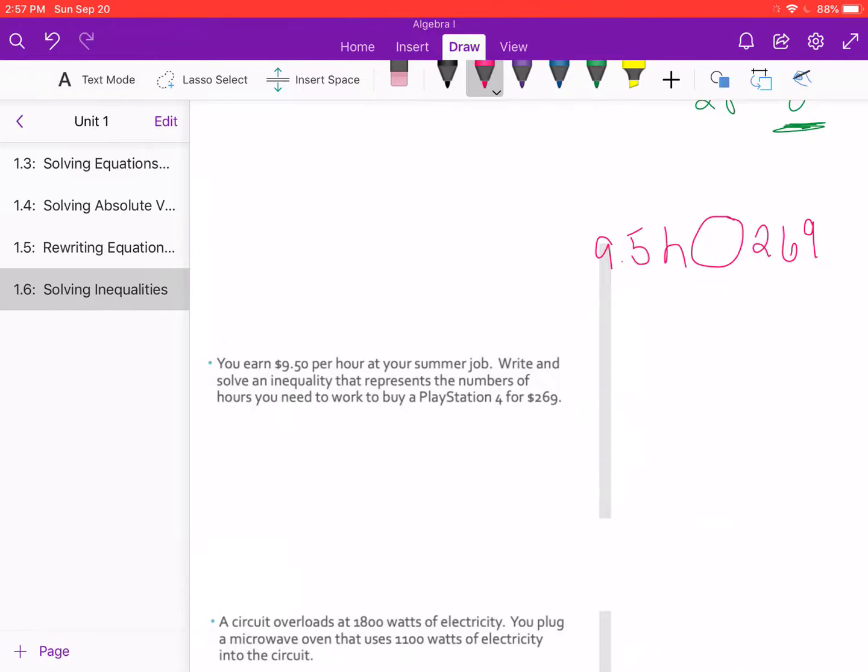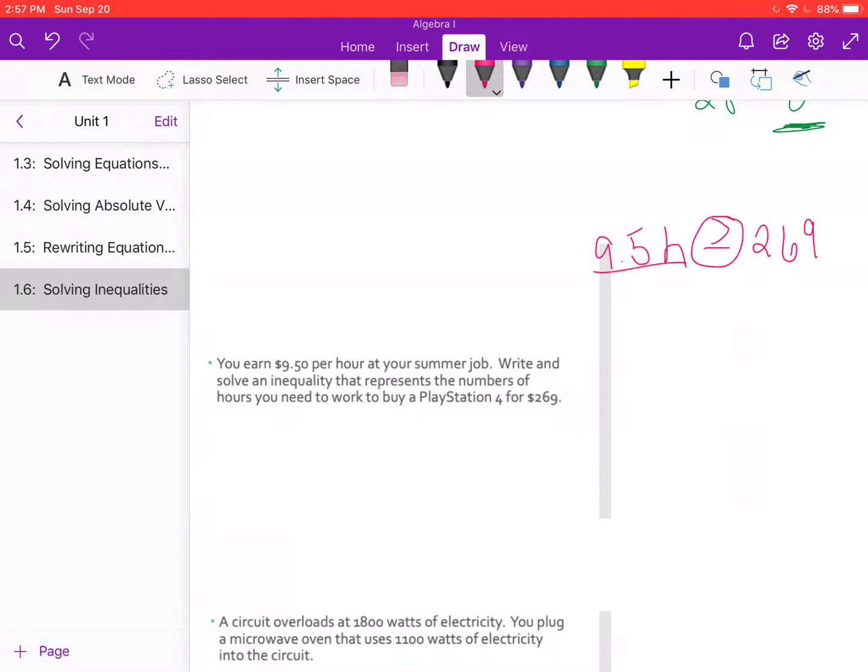So we know we can't have less than $269, so there's going to have to be greater than here. And then ask yourself, can you make exactly $269 and still be okay? In this case, yeah, you just won't have any left over after you buy your PlayStation 4, but you can have exactly $269. So 9.5H is greater than or equal to $269.